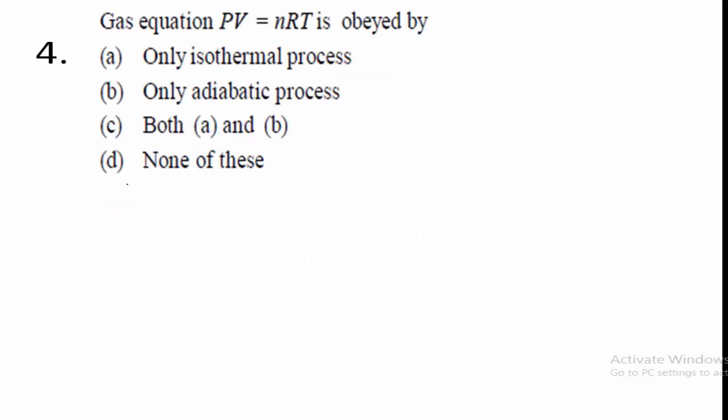Then the fourth one: the gas equation PV is equal to nRT is obeyed by. Option A, only isothermal process.